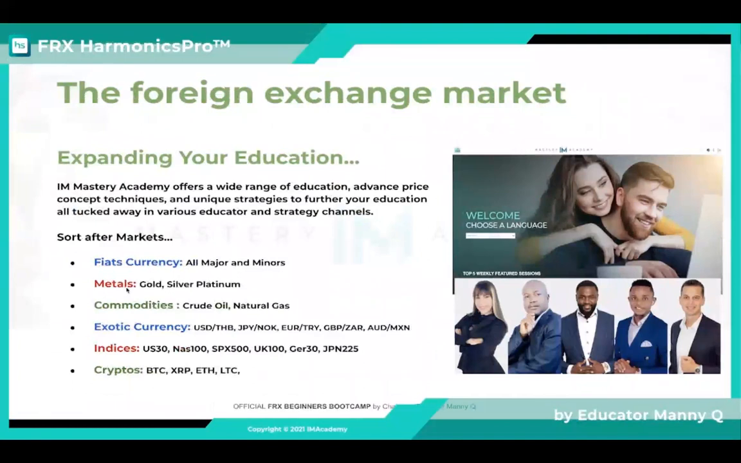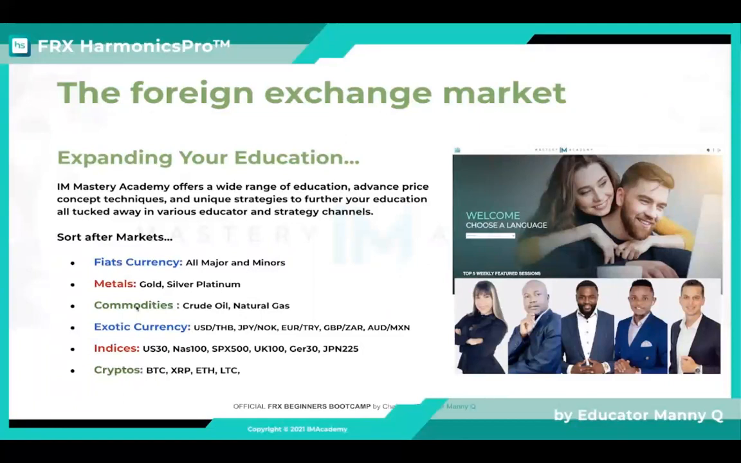Now you also get to trade metals. So there are gold, silver, and platinum. So once you're attuned with regular currency pairs and you want to start getting into things that move a little faster, that have a little bit more money in them, you can start trading metals, gold, silver, and platinum. Now gold is traded often, very, very popular. So gold is something that you're going to see often.